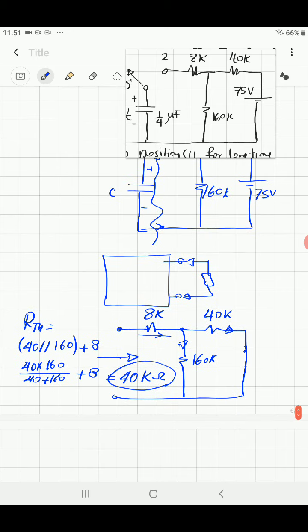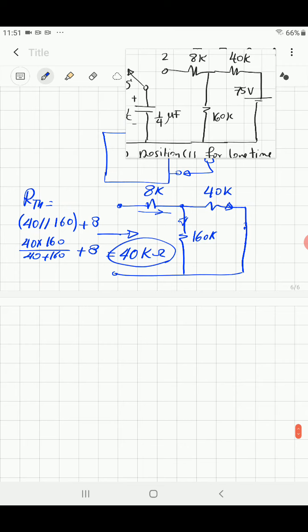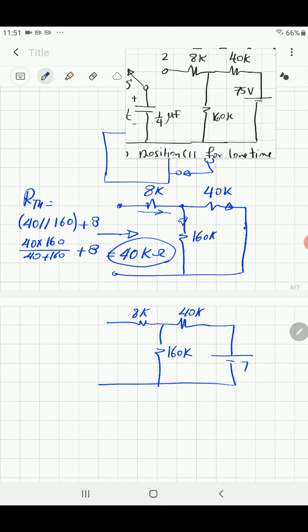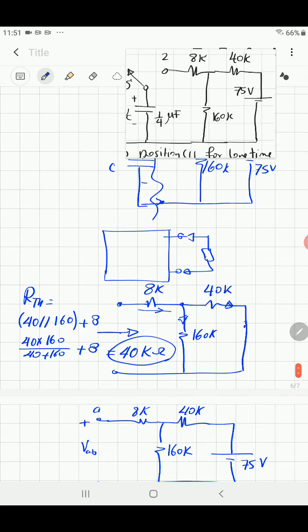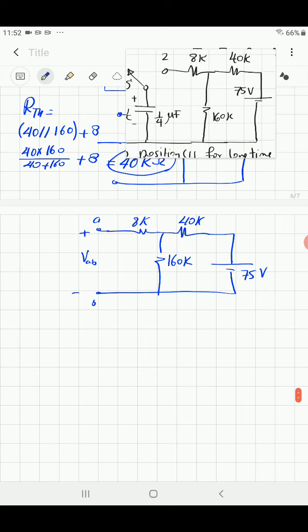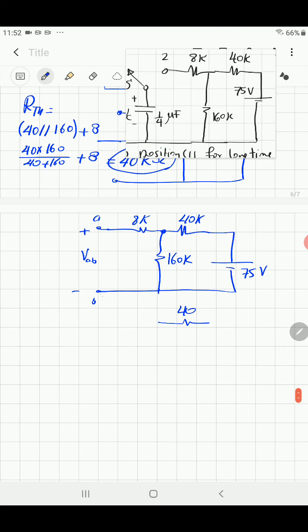Second step, you want to find the equivalent Thevenin voltage. So you sketch the circuit again, but this time, don't make a short circuit on the voltage supply. That was 75 volt. And find the voltage at the terminal AB. The terminal AB is where you are going to connect the capacitor. So what is the voltage here? Since it's open circuit, no current goes through the 8 kilo ohm. So the voltage at AB is the same as the voltage across 160 kilo ohm.